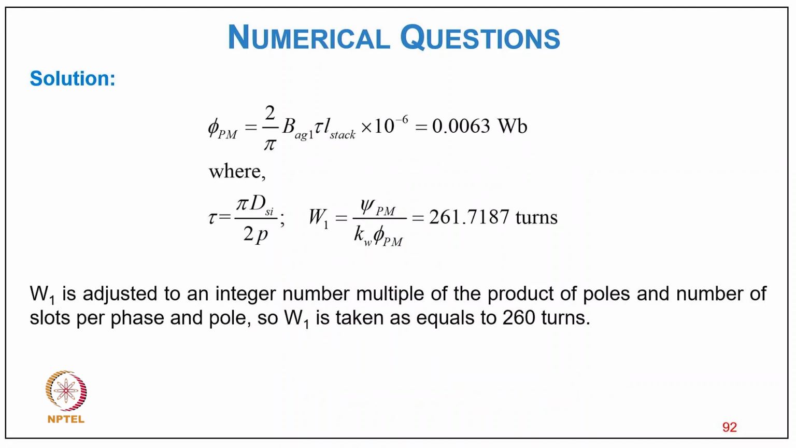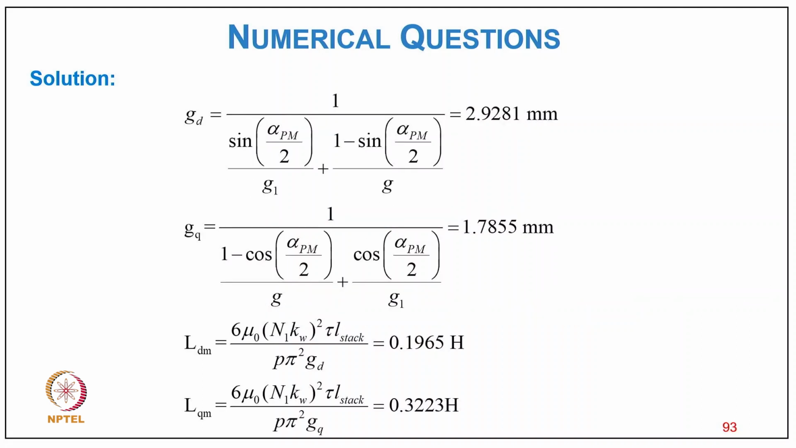and phi PM equal to the average tau L stack, that comes to 0.0660063 Weber, where tau equal to pi DSI upon 2p, and W1 from phi PM KW, that comes to 261.7187 turns. So W1 is adjusted to an integer turns multiple of the product of poles and number of slots per pole. So W1 is taken as equal to 260 turns.